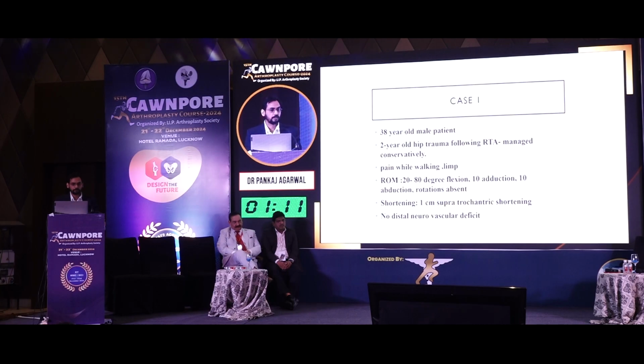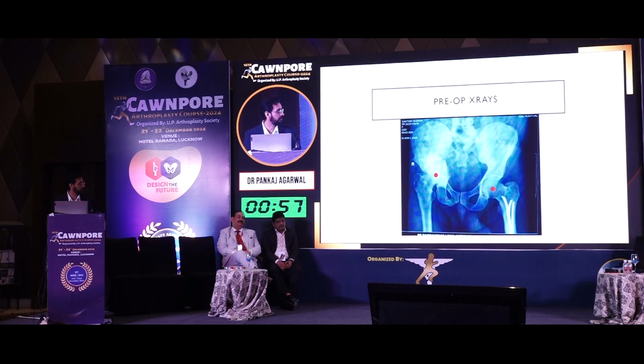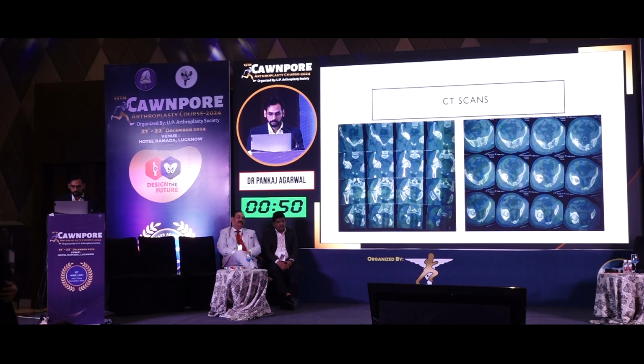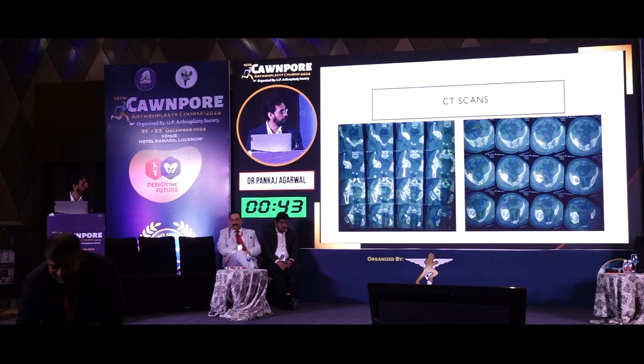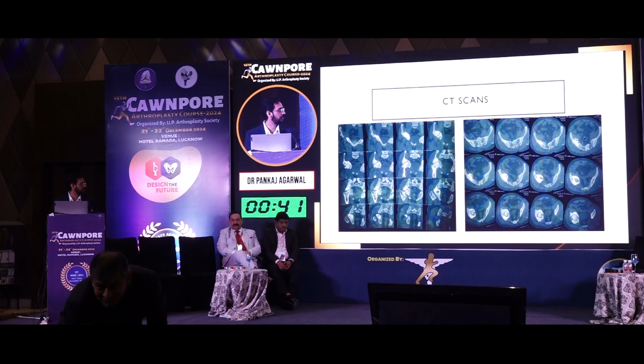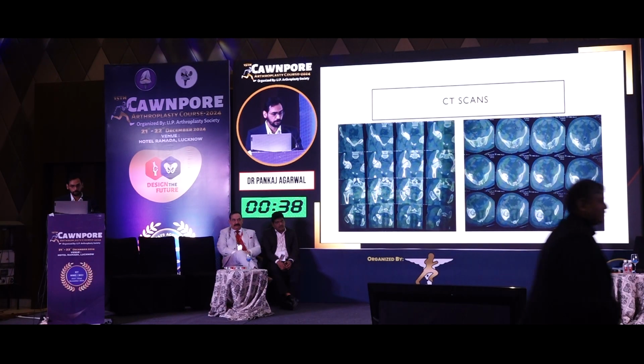So, sharing a few cases, this is a 38-year-old male patient who presented with a 2-year-old hip trauma, complaining of pain and limp while walking, restricted range of motion, and 1 centimeter of supratrochanteric shortening. So these are the x-rays. The patient had a protrusio and a slightly superior migration also. So basically a medial and superior defect. And as we can see on the CT scan, there is a protrusio and the column seems to be intact.